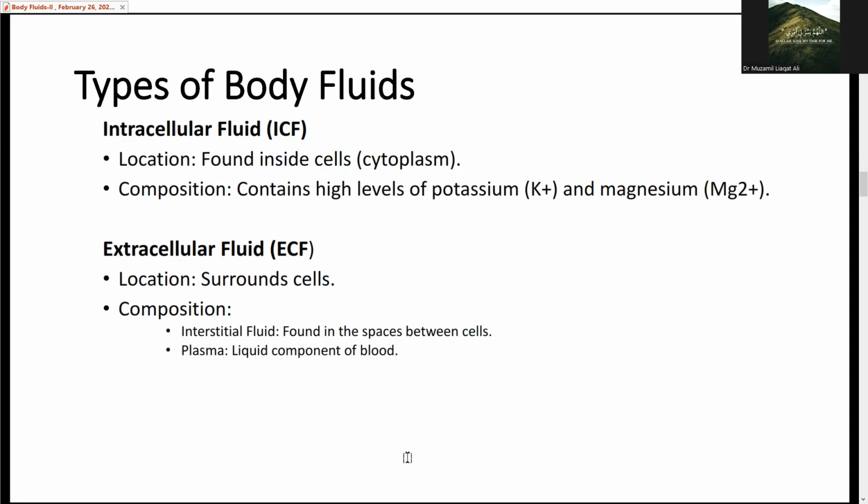Let's talk about the types of body fluids, ICF versus ECF. Intracellular fluid, or the ICF, is found inside the cell, in the cytoplasm, and its composition contains high levels of potassium and magnesium. And what about the ECF? That surrounds the cell. That is the primary location of ECF. Its composition includes interstitial fluid, found in the spaces between cells, and plasma, the liquid component of your blood.